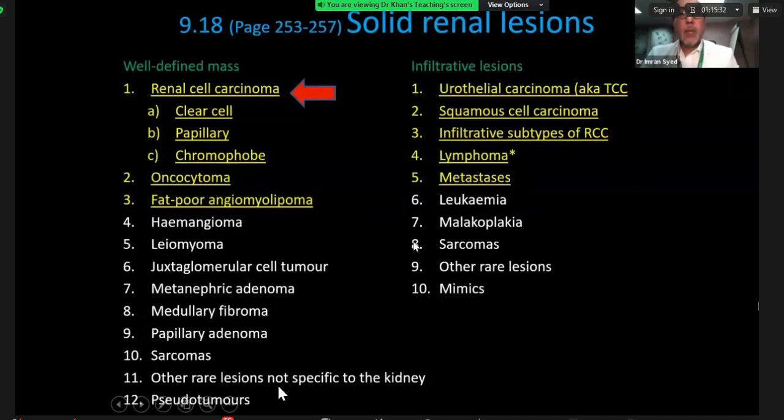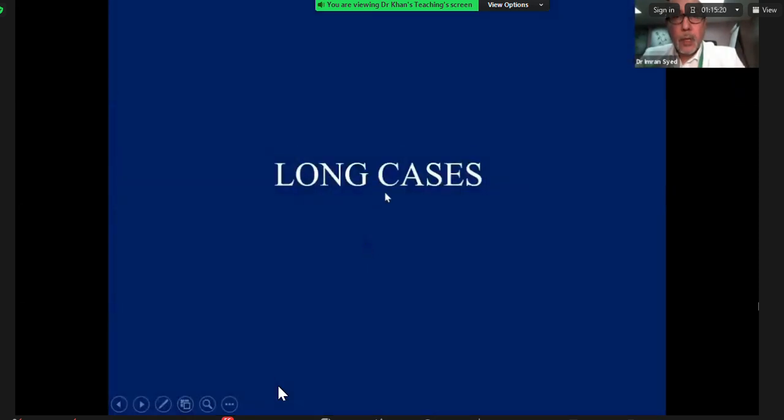Right. Solid renal masses we've just described, and we've just talked about renal cell tumours, and this is another differential list in Chapman that I refer you to. Now we're going to go on to long cases.